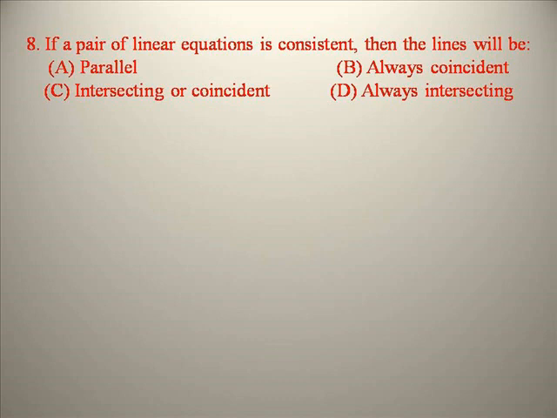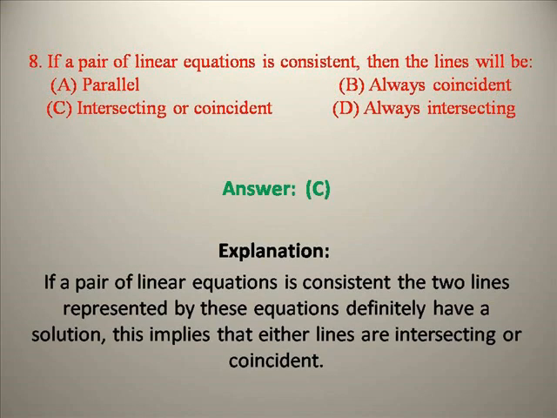Now number 8. If a pair of linear equations is consistent, then the lines will be, you have 4 options. The answer is, if a pair of linear equations is consistent, then the lines will be either intersecting or coincident, because consistent means they should have solutions, either one solution or more solutions. Intersecting will give one solution, coincident gives more than one, infinite solutions. So answer C, intersecting or coincident, will be your answer.